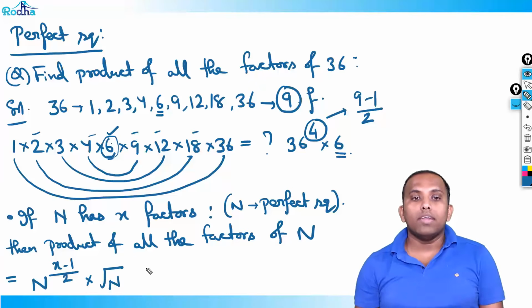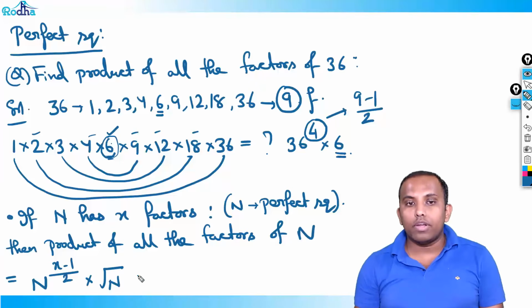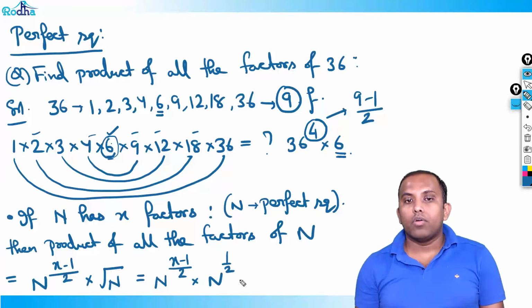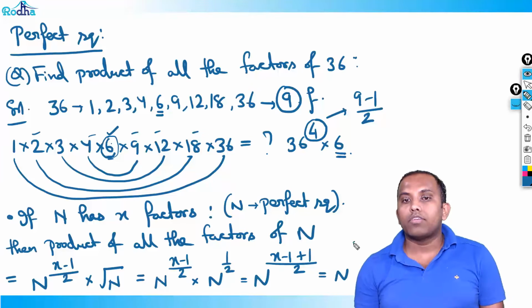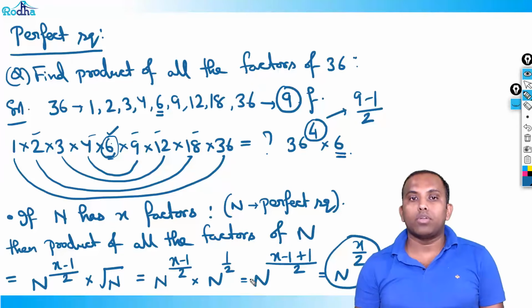Okay. But if you solve it, see what you'll get here. n raised to x minus 1 by 2 into root n is what? Root n is n raised to half. Now it becomes n raised to x minus 1 plus 1 divided by 2. It again becomes n raised to x by 2. That is same as the last case.